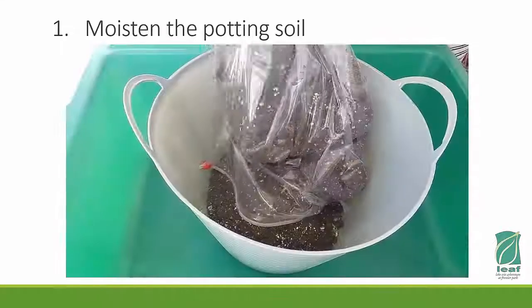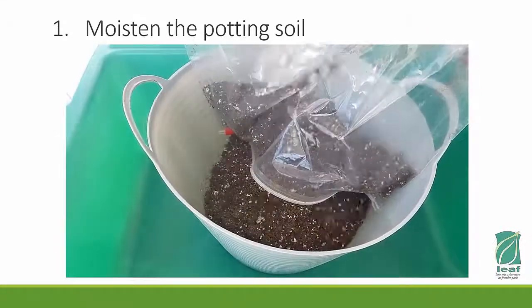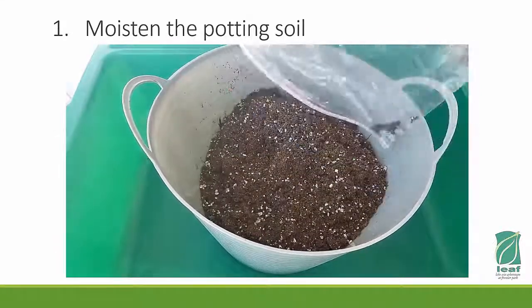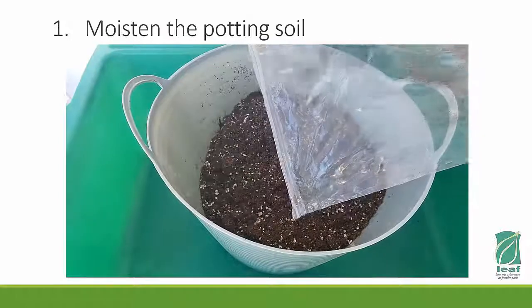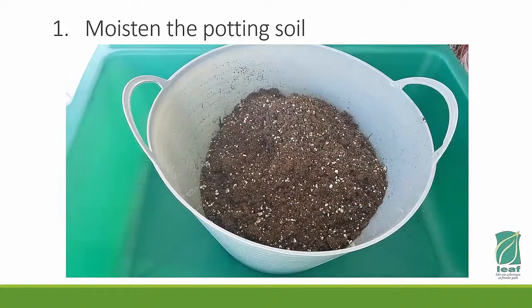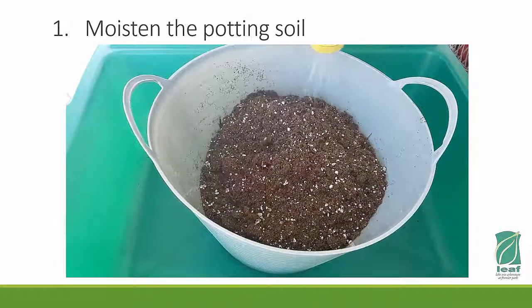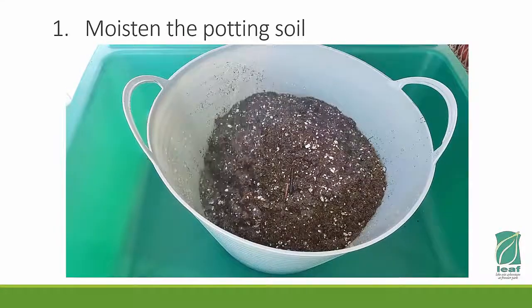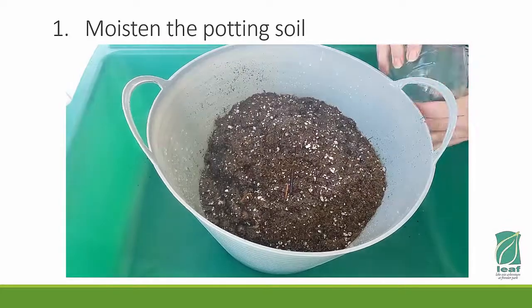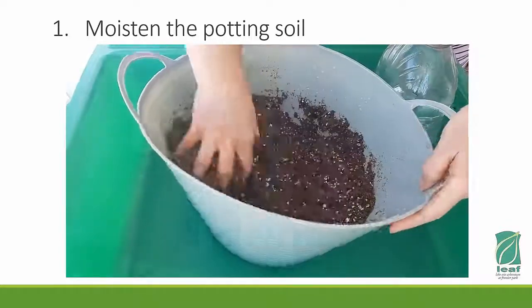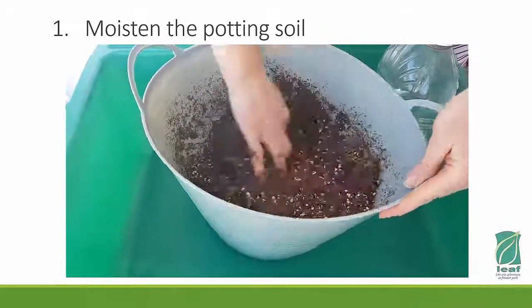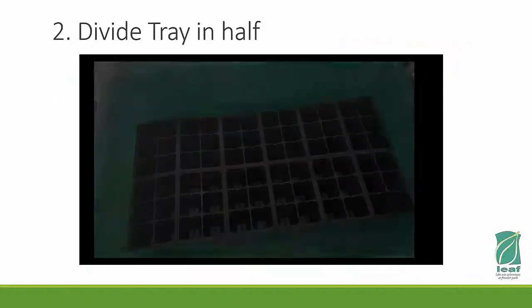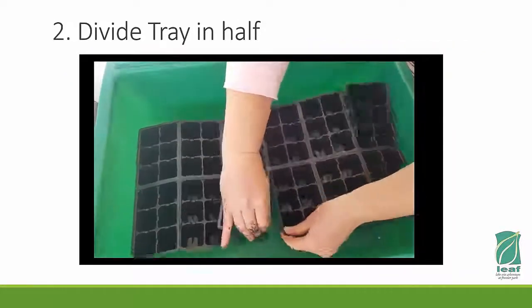The first step is to put the potting soil into a clean bucket and slowly add water until the potting soil is moistened. Mix it gently with your hands to ensure that there aren't any dry spots remaining. If you don't have a plastic bucket, you could try gradually adding water to the soil while it's still in the plastic bag. Next, divide your cell pack sheet in half.